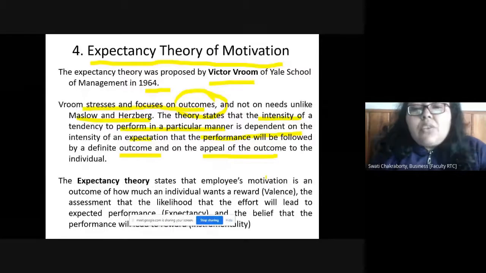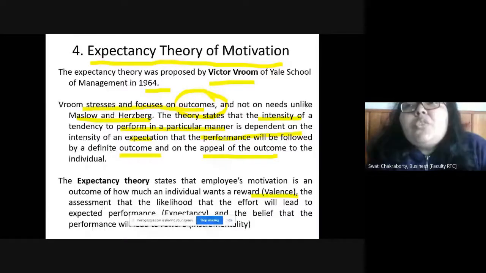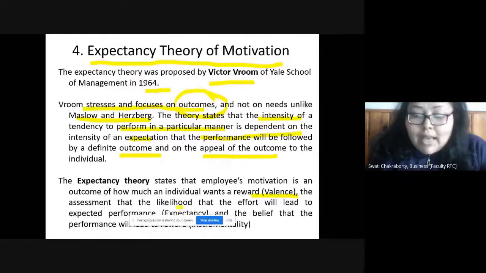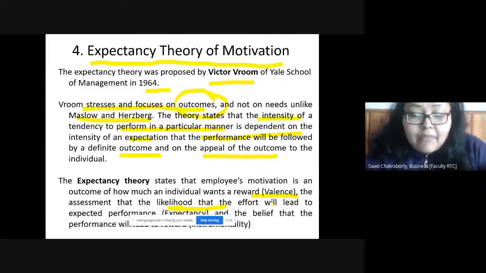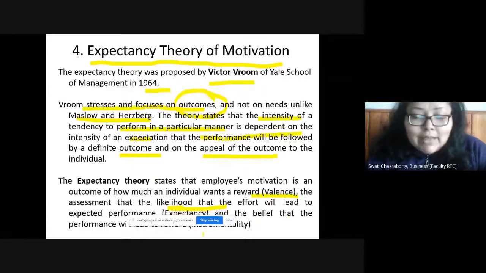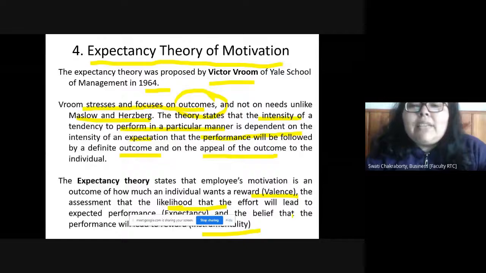Now, when we talk of expectancy theory, there are three things that come up. One is what is called valence. Valence is the outcome of how much an individual wants, how much reward you want. That is called valence. Okay. The second is expectancy, which talks about the effort that would lead to your expected performance. Expectancy comes from their expectation. And the third is instrumentality, that is the performance should lead to some reward.